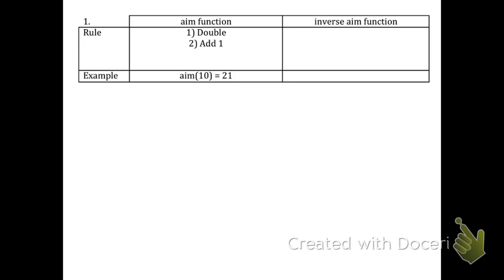Okay, to figure out the inverse function for the aim function, we have to look at the steps of the aim function. First one is double, second one is add, and we need to undo those in backwards order. So I'll start out undoing the add 1 by doing the opposite, which is subtract 1. Then after that, I will do the opposite of doubling something, which is halving it or dividing by 2.